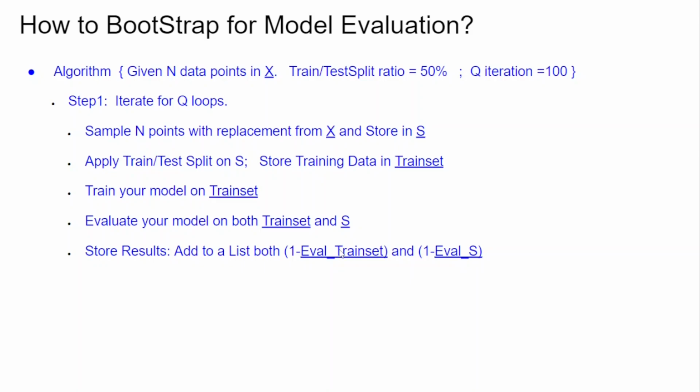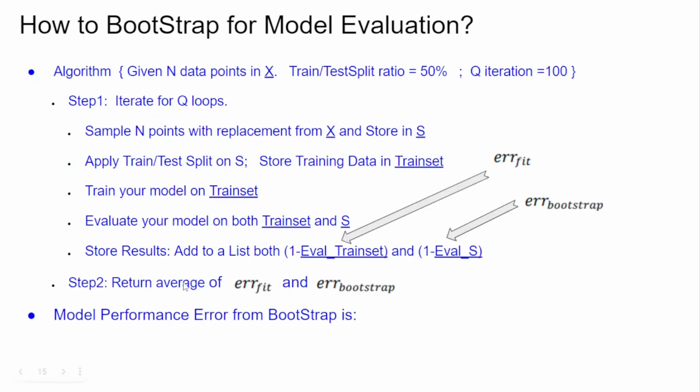So if my metric is, let us say, accuracy, and I got 80% accuracy, then 1 minus would be 20%. So 20% is the error. That's what it is referring to. We would return the average of the error from the training data set, which is the error fit. We will also return the average of the bootstrap. Bootstrap means the error on the entire temporary store for our model. So these two errors we are going to be returning.